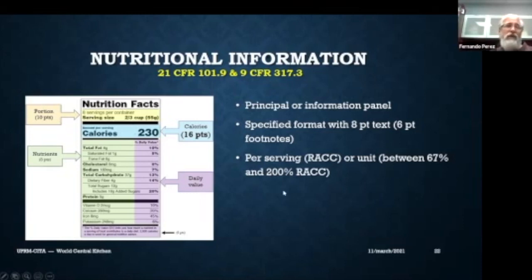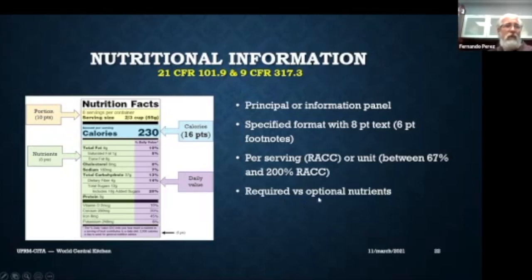So the new regulation states that if you have a package that contains between 67% and 200% of the RACC, the information that you should include here in the label should be for the whole package. So instead of saying, for example, 2 servings, if it is 200% of the RACC, previously it would say 2 servings in here. Now it should say, well, it's 1 serving and you have all these many calories, okay, and all this information. So there are changes in terms of the serving size that should be declared when you're talking about nutrition facts.